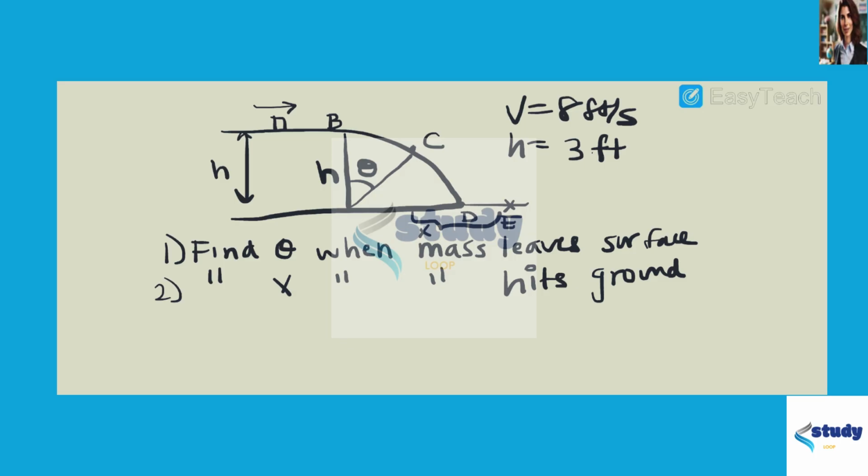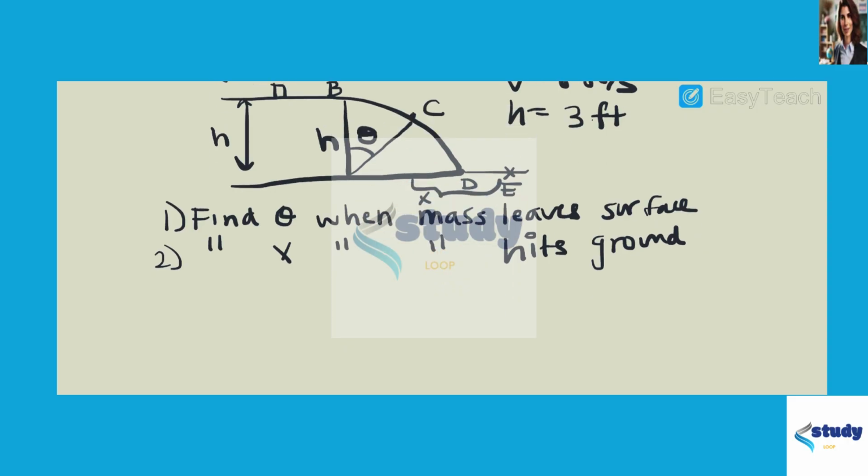So what we have is a problem that is looking at the concept of work kinetic energy and tied in with some circular motion concepts. We have this mass that is moving to the right at a velocity v and going over a spherical or cylindrical structure, BCD. What we're asked to find is theta, the angle at which the mass leaves the surface BCD, and also the x distance from where the mass leaves the surface and hits the ground.